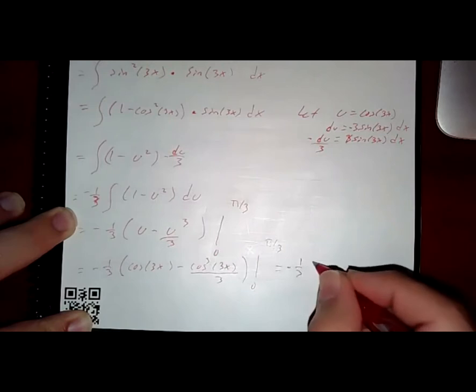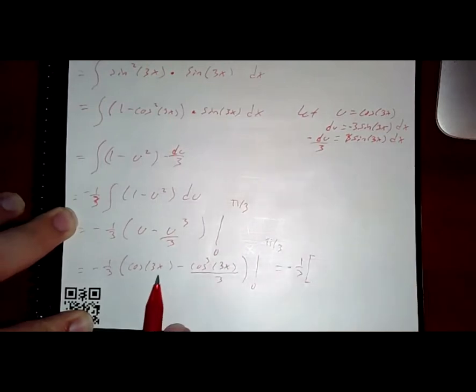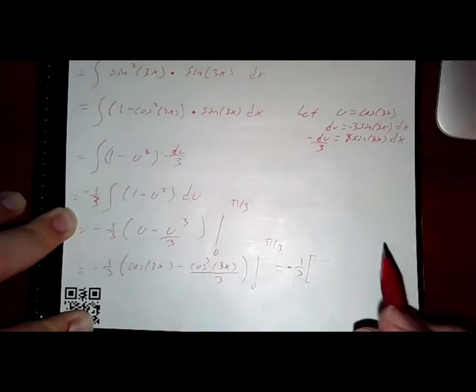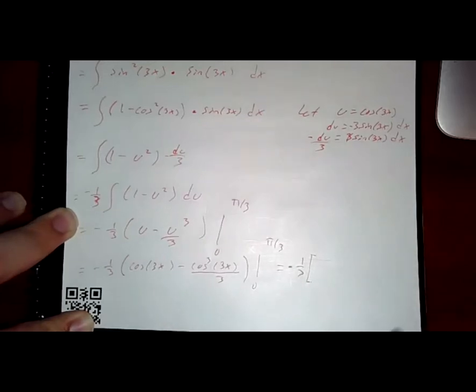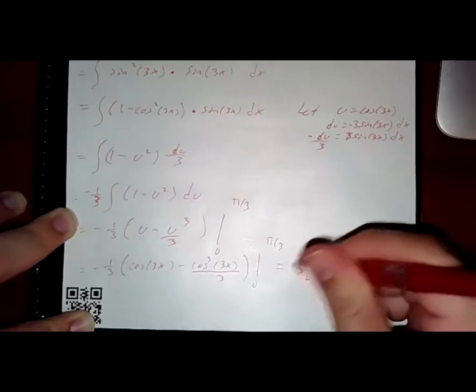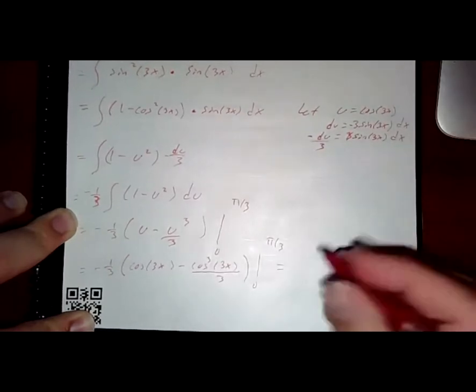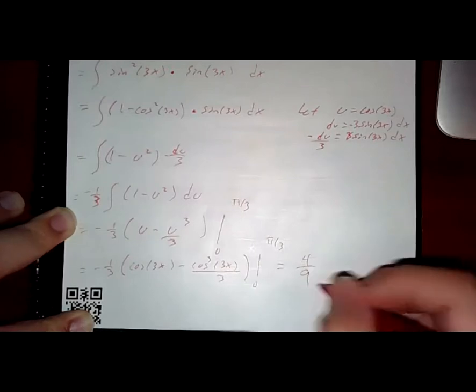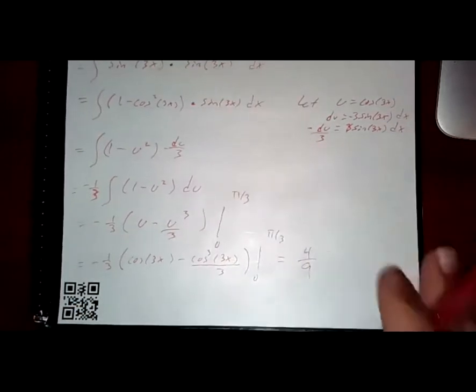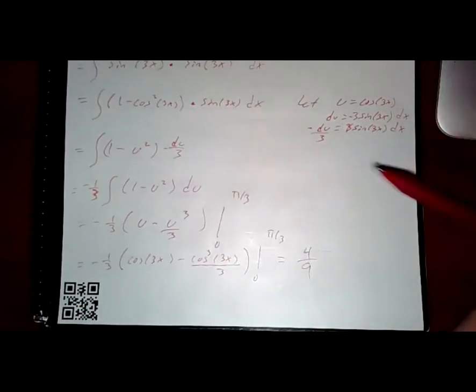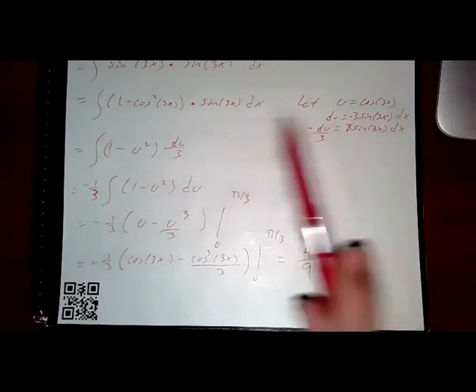Which will be negative 1/3 times, plug in pi over 3. I don't think I have space, but I think you guys know how to plug in numbers. The eventual answer will be 4 over 9. Anyway, any questions about the substitution or the identity part?